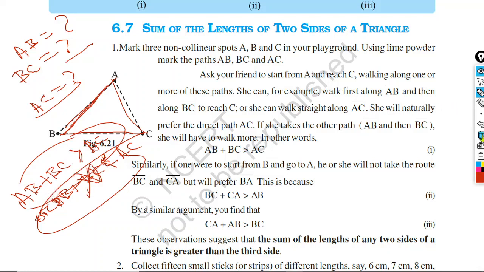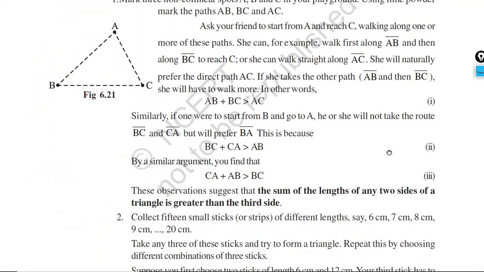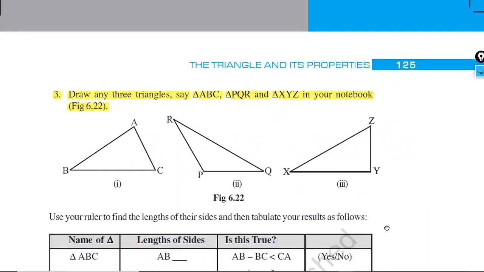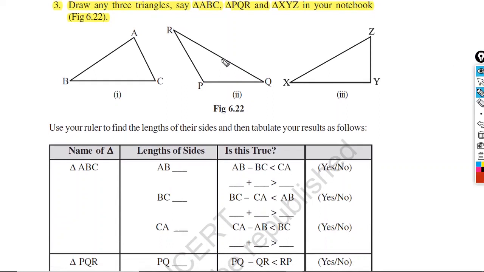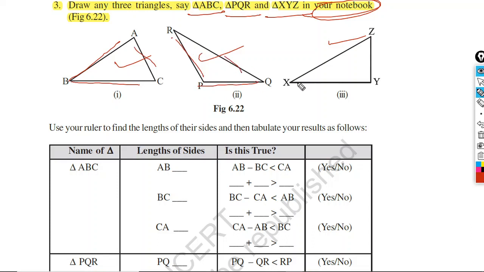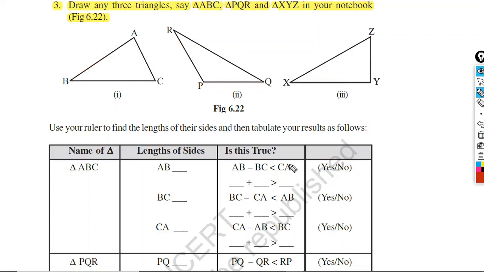Okay, the table is there. I think the table would be here. Here it is, the table. So first, this is your homework for you. Draw any three triangles. Say triangle ABC, PQR and XYZ in your notebook. Like this, three triangles, and measure the sides. AB, length of AB, BC, AC. Here RP, PQ and RQ and XY, YZ and XZ. Measure all the sides and you please check it here in triangle ABC.